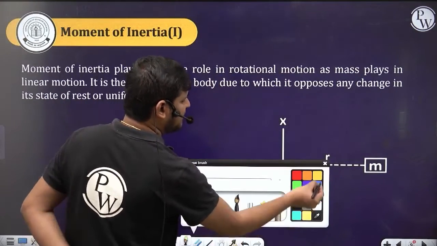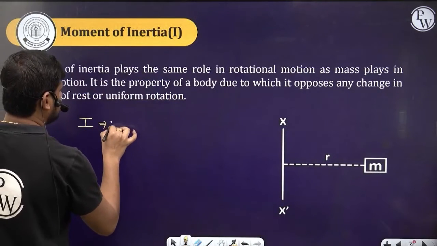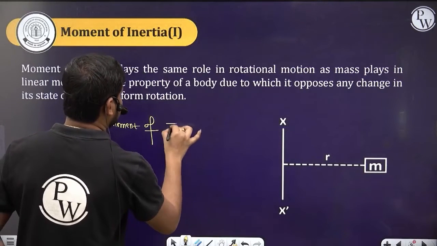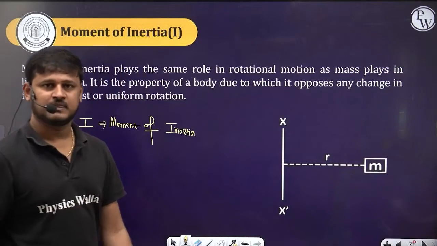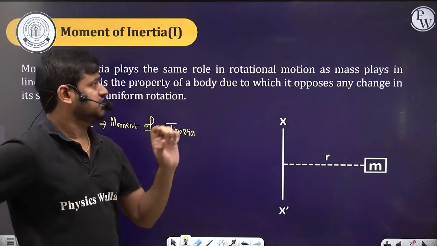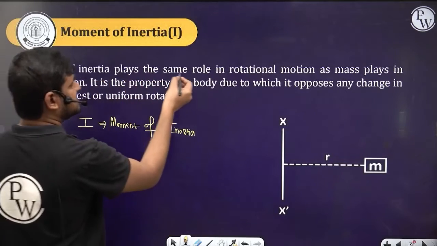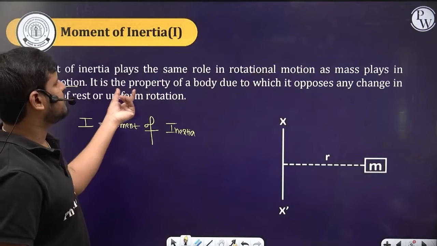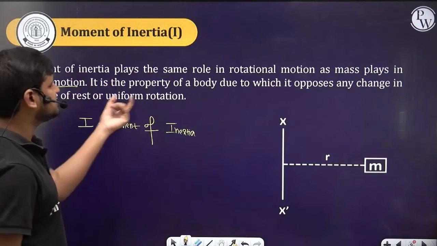Moment of inertia is denoted with I. It plays the same role in rotational motion as the mass plays in linear motion. It is a property of a body due to which it opposes any change in the state of rest or uniform rotation.